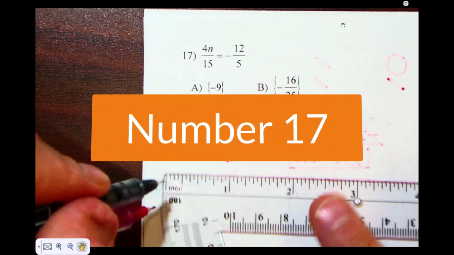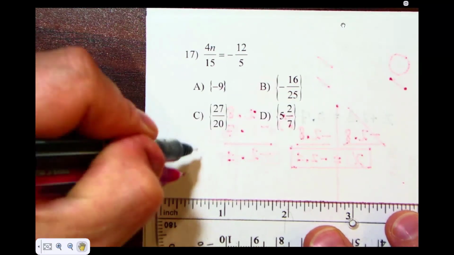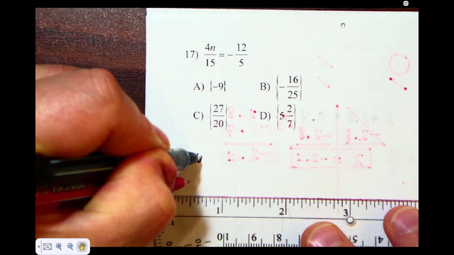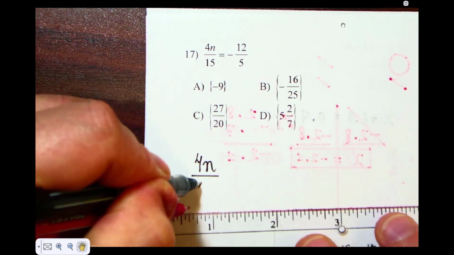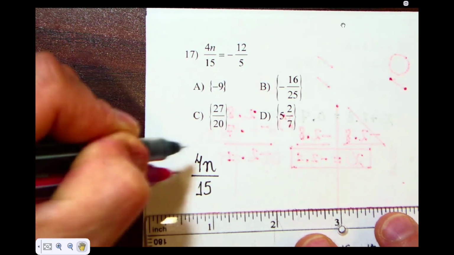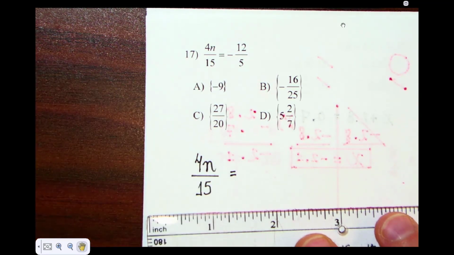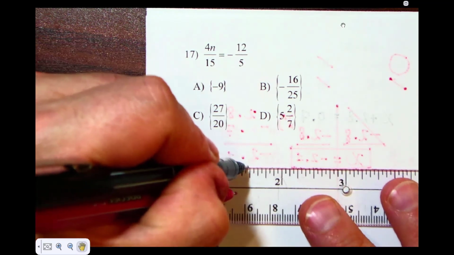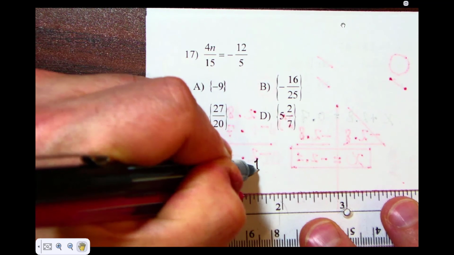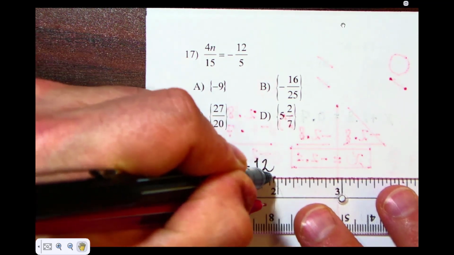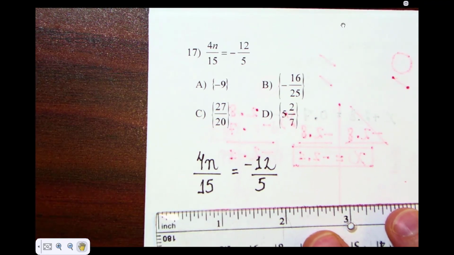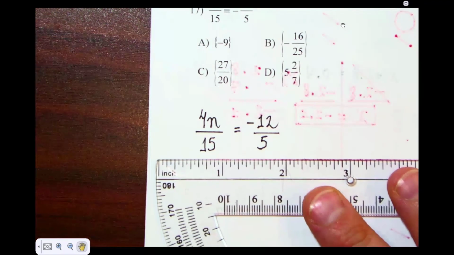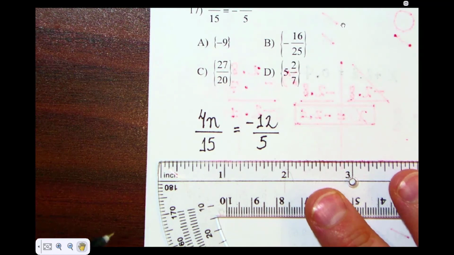Now number 17, final 4. We got 4n over 15 equals negative 12 over 5. What goes with the top? The negative goes with the top. Negative 12 over 5. Okay, this is that problem I was telling people about where it's either super hard or super easy.